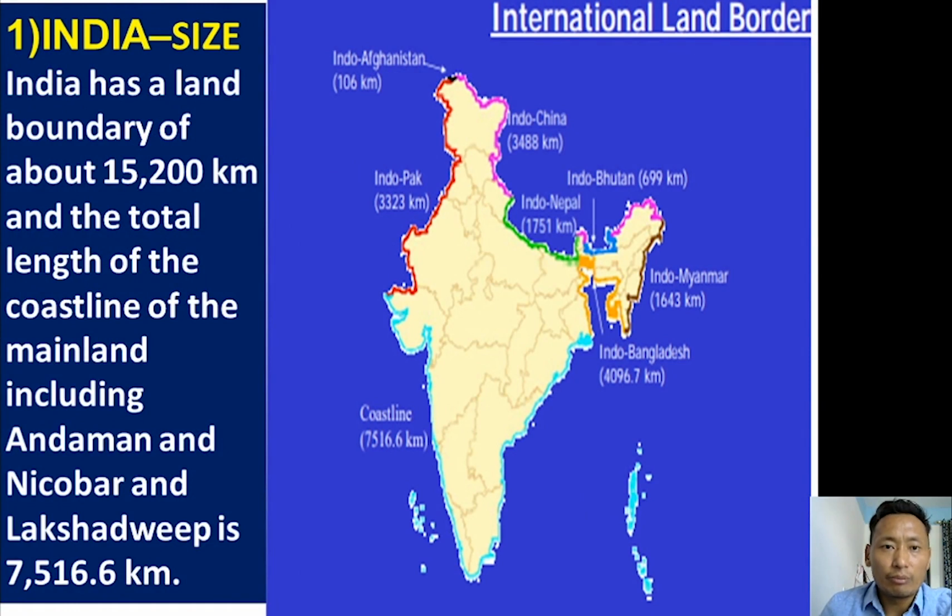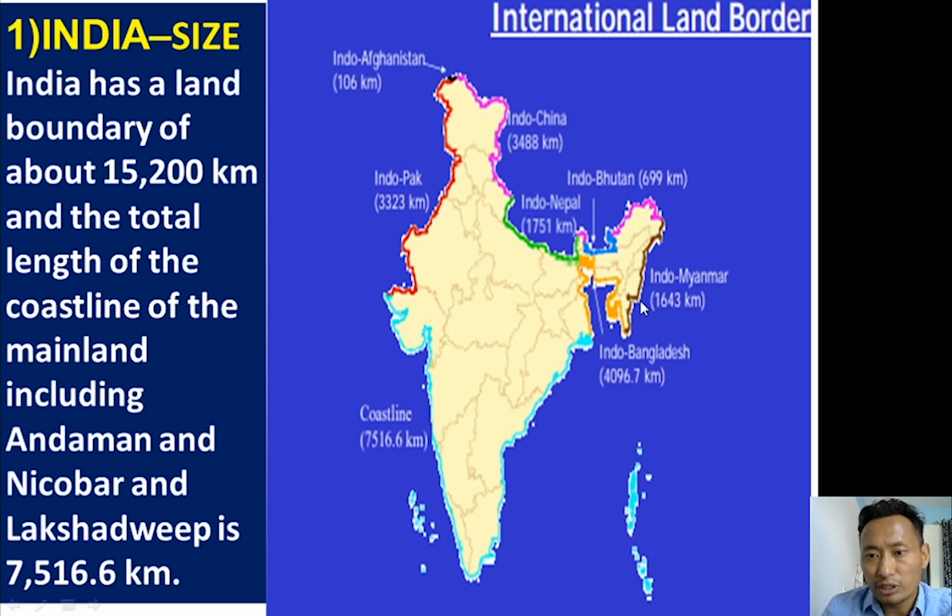India has a land boundary. India shares land boundaries with many countries. India shares a land boundary with Pakistan, a total of 3,323 kilometers. India shares a land boundary with Afghanistan, 106 kilometers. India shares a land boundary with China, along Sikkim and Arunachal Pradesh, a total of 3,488. India shares a land boundary with Nepal, 1,751 kilometers.